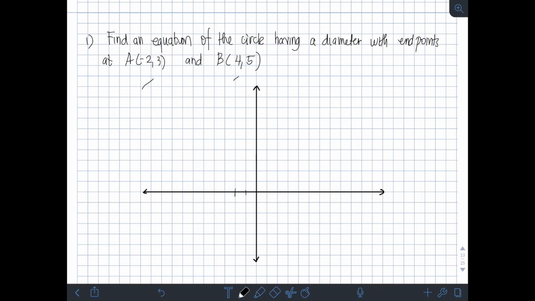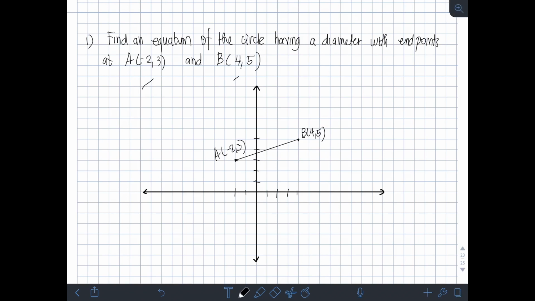Point A first, negative 2 and then positive 3. So, somewhere here. So, A, negative 2, 3. And then point B, 4, 5: we have 1, 2, 3, 4, and 1, 2, 3, 4, 5. So B is 4, 5. So, this is the diameter of the circle when we connect them.